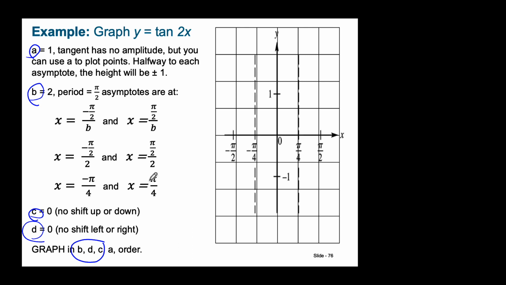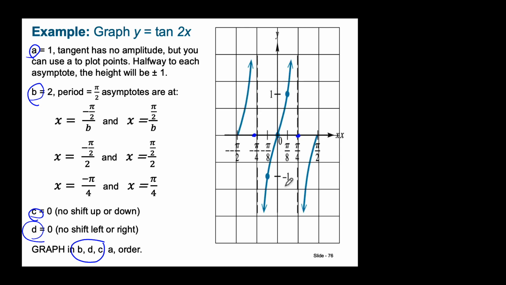So here we've got the original parent function asymptotes at negative pi over 2 and positive pi over 2, but we divided that by b. So here are the new asymptotes, these vertical lines, x equals negative pi over 4 and positive pi over 4, represent those. Sketching tangent between there, halfway to the asymptote we're at a value of 1. Halfway to this asymptote, we're at a value of negative 1. So this is one period of tangent right here.